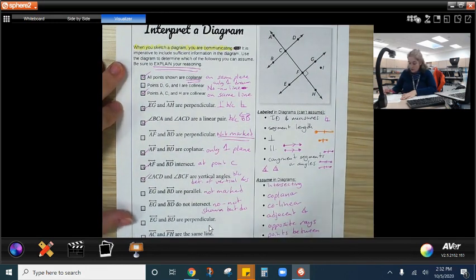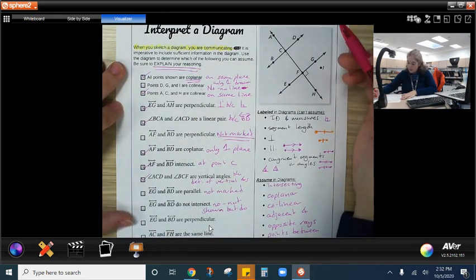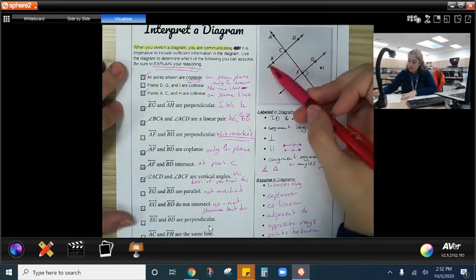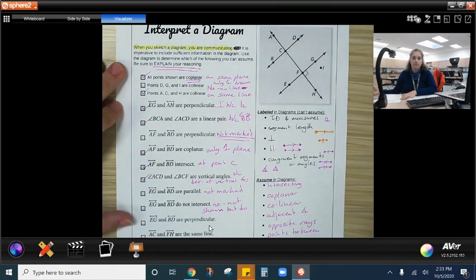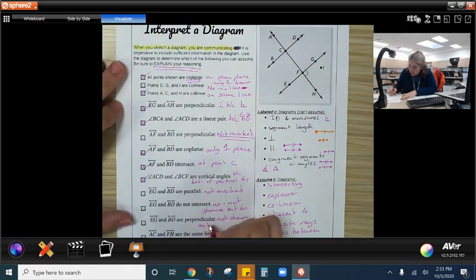All right, the next one here says EG and BD are perpendicular. Well, they don't even show the intersection. So again, this one is not shown, and there's no right angle. We know perpendicular lines have right angles.